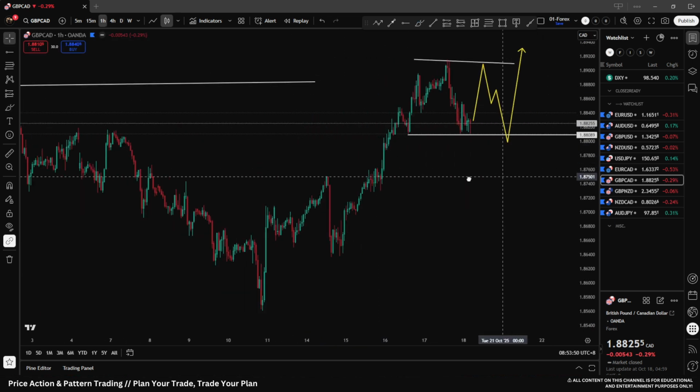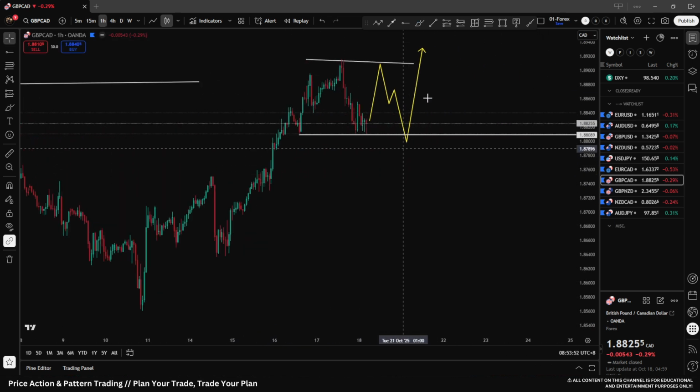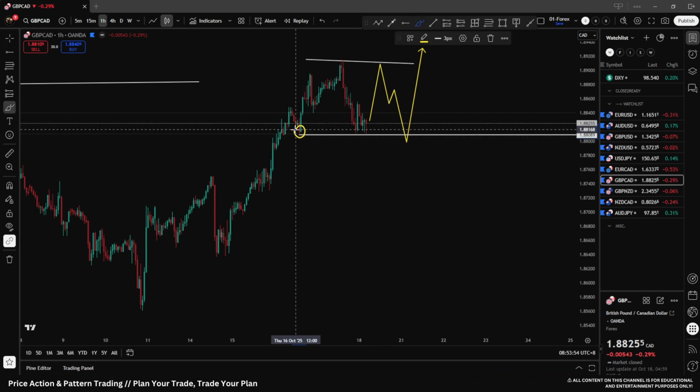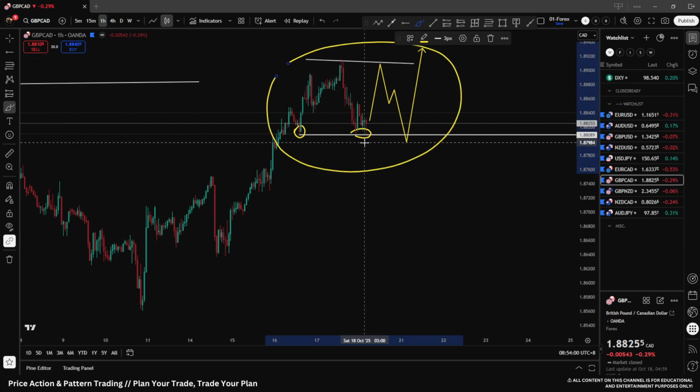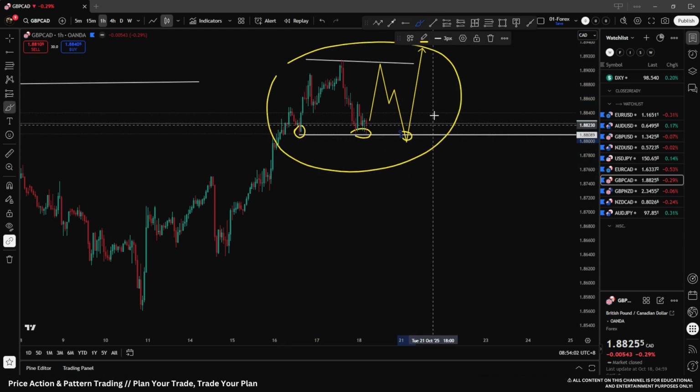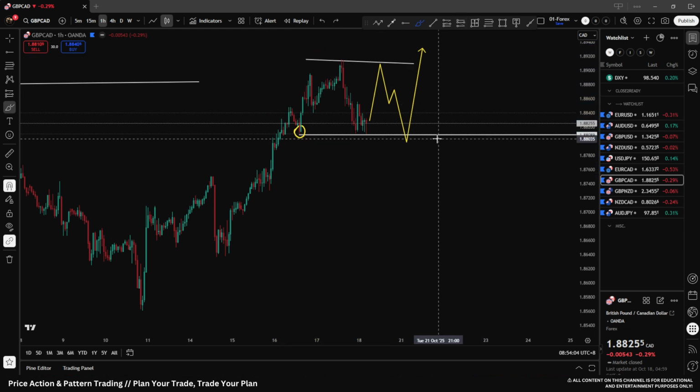On the 1-hour time frame, we can see we have levels to work with. We have this liquidity area here. We have here the potential second base. We are looking for overall a bullish continuation here to finish the 1, 2, 3 touch for a bull flag continuation.